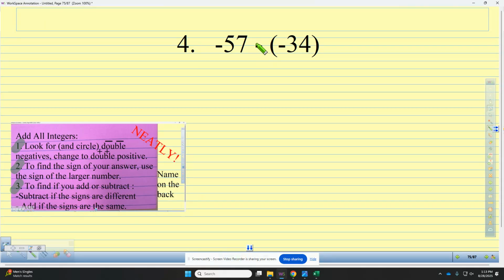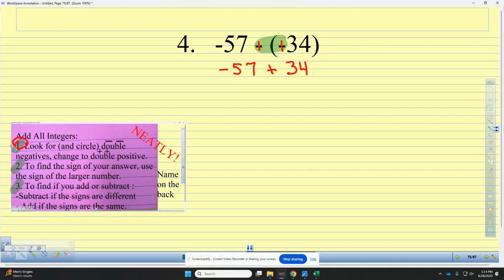So, let's look at step 1. Do we have a double negative? Yes, we have that right here. So we circle that, which I kind of did with the highlighter, and we change it to a double positive, which means we do this. So I want you to rewrite the problem as changing it to negative 57 plus a positive 34. So we've just taken care of step 1, so that's done.